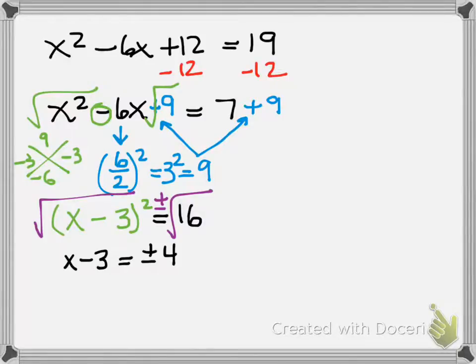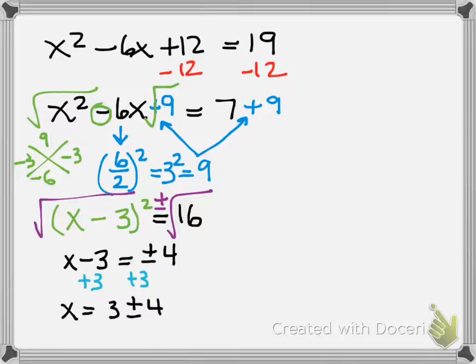In other words, I need to figure out what x is. I'm trying to figure out the x-intercepts, the roots, the solutions. So is x alone? No. So what do I need to do to get x alone? I'm going to add 3 to both sides. So I get x equals 3 plus or minus 4.